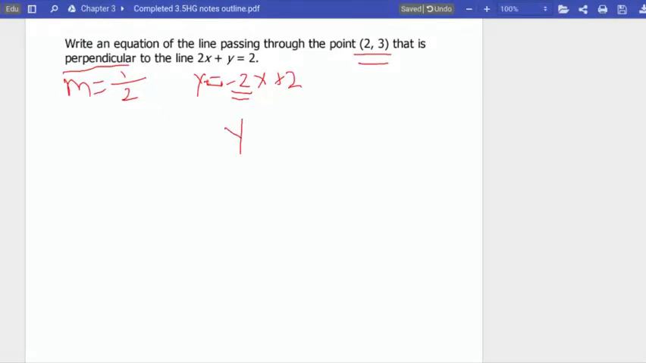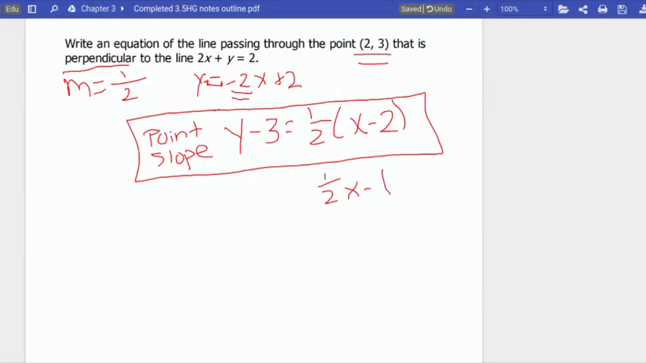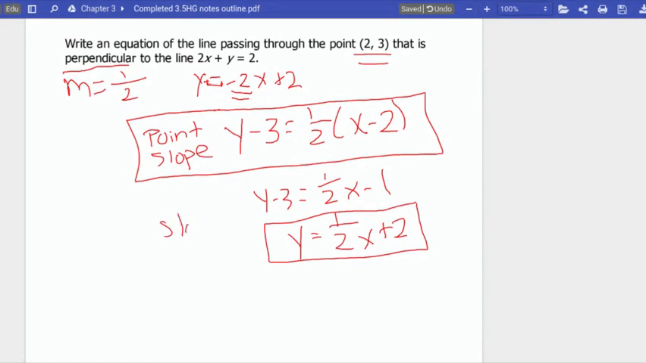So I would start with doing y minus the y value of the point equals the slope times x minus the x value of the point. So if I was supposed to put it in point slope form, I would actually be done. If they want me to write it in slope intercept form, I need to get the y by itself. So I'm going to distribute the 1/2, and then I'm going to add 3. So y would equal 1/2 x plus 2. So that would be my answer in slope intercept form.